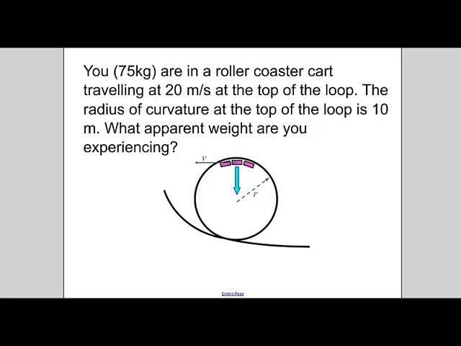So we have a roller coaster here, and at the top of the loop we're moving at some speed. We can describe the curve at the top of this loop by defining a radius. And we're saying you're sitting in this car, you have some mass, 75 kilograms, and the question is, what kind of apparent weight are you experiencing?